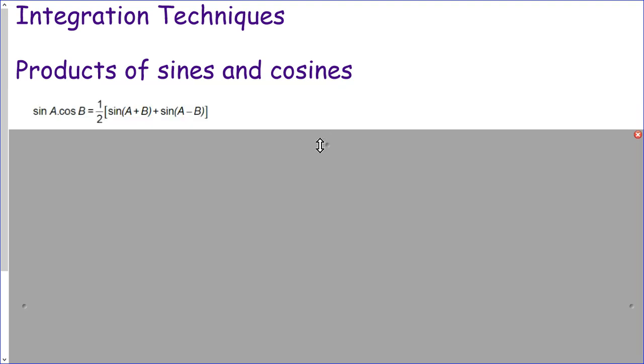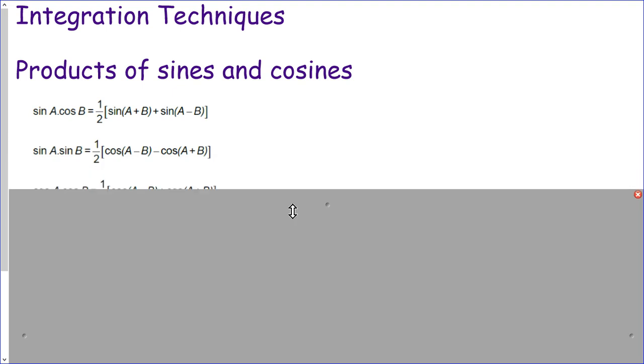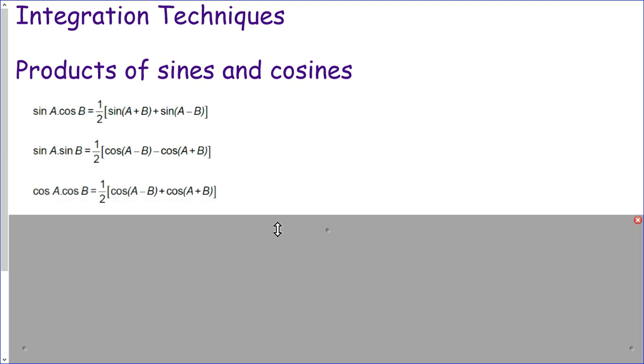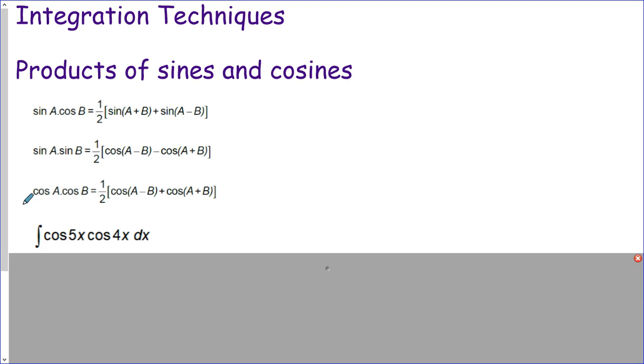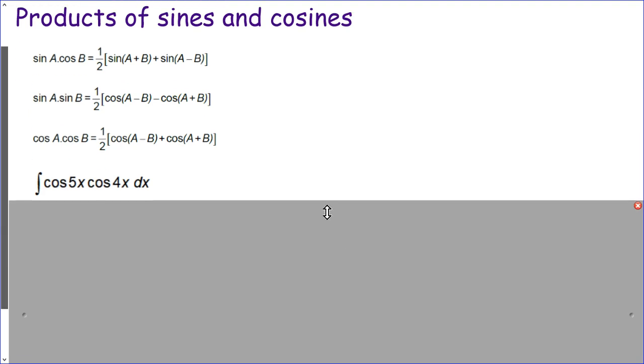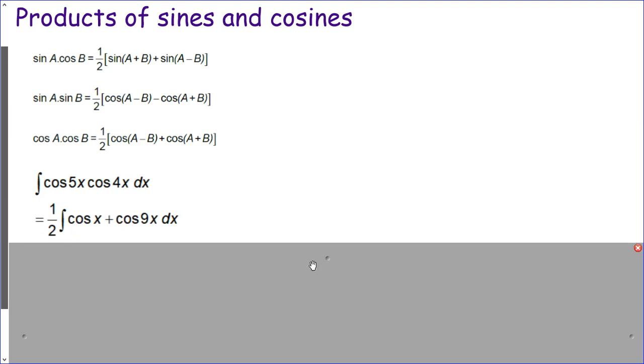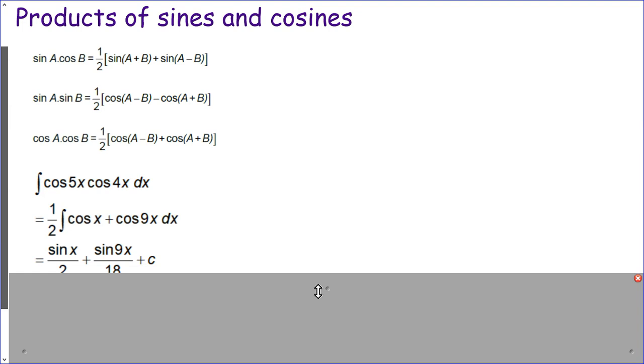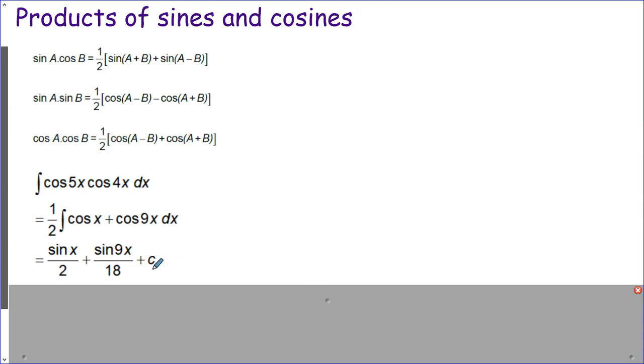Right. If one has a product of sines and cosines, one can make use of these three very useful formulae given on the data sheet. So for example, if I wanted to integrate something like cos 5x cos 4x, I could use this formula to write it into that form. All right. And remember, I can do these two separately. And the integral of cos is just generally sine. The integral of cos 9x is sine 9x, but I need to divide by 9. All right, so I'm going to end up with sine x over 2 plus sine 9x over 18. Don't forget our constant of integration.